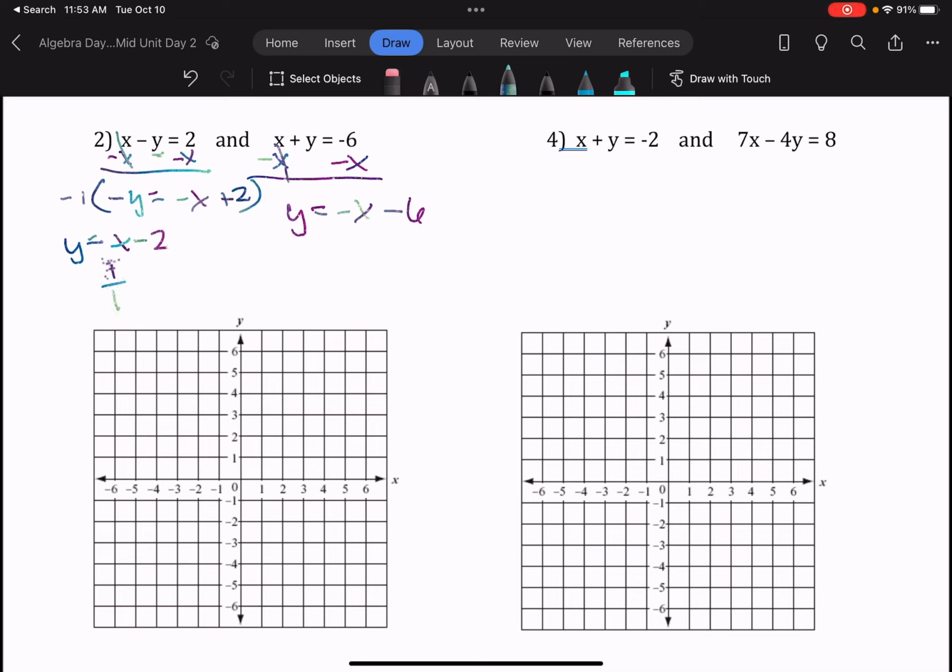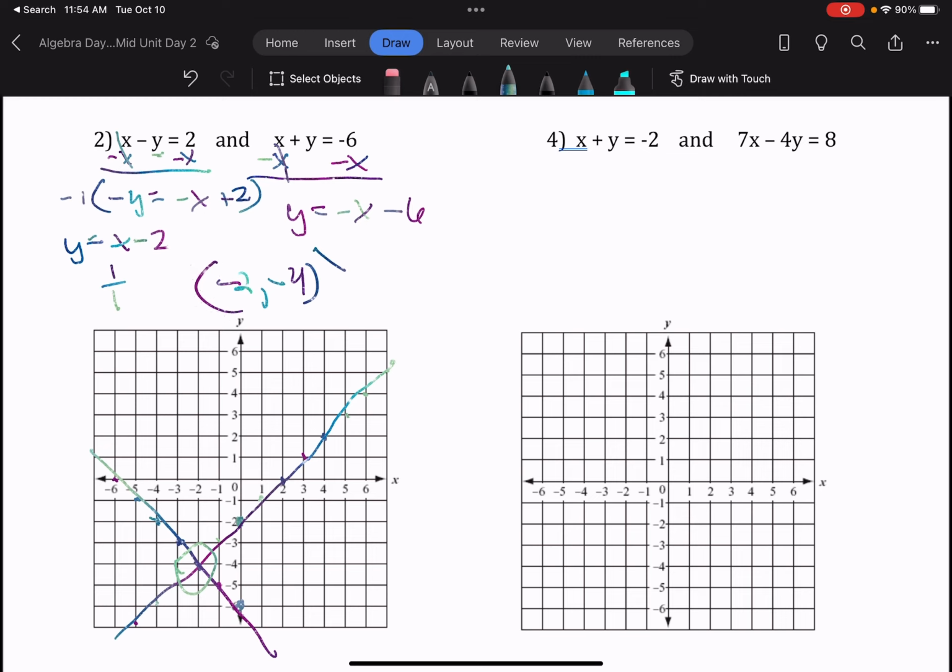So now you have a y-intercept over here of negative 2 and a slope of 1 over 1. All right, and so we're going to do our y-intercept here, and then up 1 over 1, up 1 over 1. It's a positive slope. And this one's negative 6, and then it's a negative slope going this way of 1 over 1 as well, like this. Now we have our point of intersection, negative 2 comma negative 4.